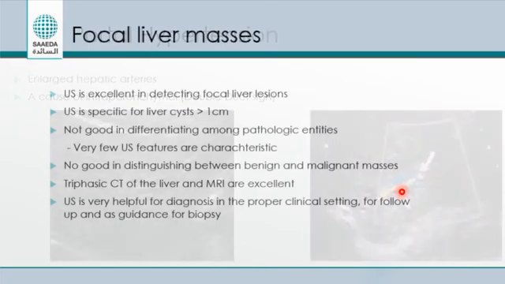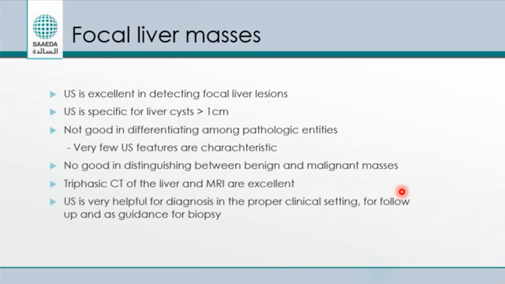Now, regarding the liver masses, focal liver masses, ultrasound is excellent in detecting focal liver masses. It's specific for cysts more than 1 centimeter, but it's not good in other pathologic entities because we have very few characteristic ultrasound findings. So it's good in detecting, but not good in characterization. We can say there is a mass. What kind of a mass? Not that good. CT and MRIs are much better in this regard. Okay, so it's used for diagnosis, detection, for follow-up, and for ultrasound guidance, for biopsy guidance.